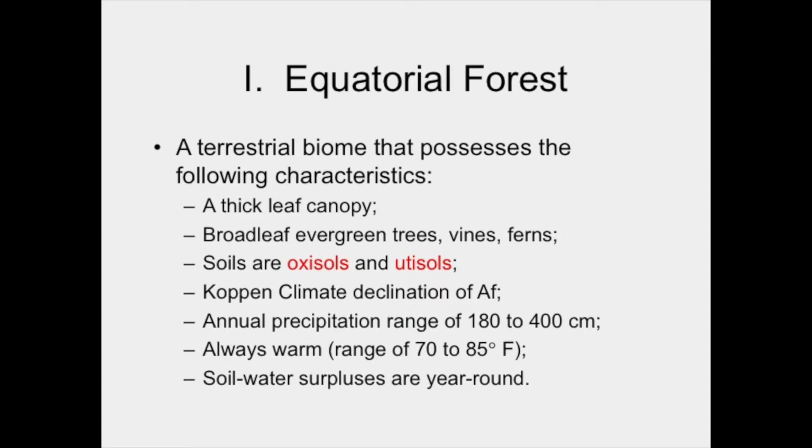Equatorial forest environments are generally considered to be warm, ranging in terms of annual temperature averages somewhere between 70 and 85 degrees Fahrenheit, and the soil water ratio or balance in this case is going to be always expressed in some sort of year-round surplus.